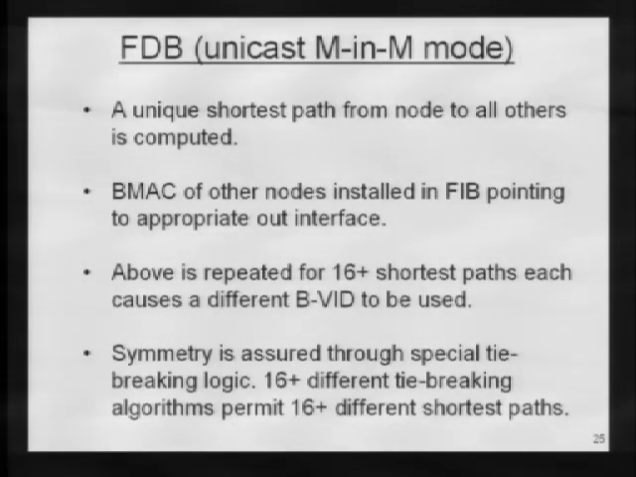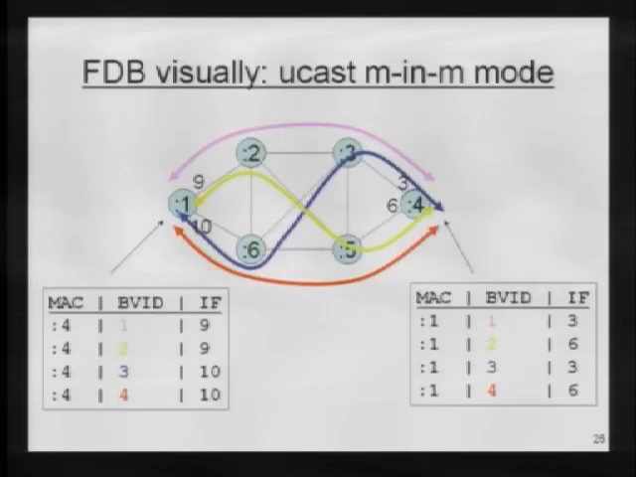The symmetry of routing is one of the more interesting aspects of this protocol, and the symmetry is assured through special tie-breaking logic. When you have two competing shortest paths, you need a deterministic tie-breaking mechanism so that every node in the network will produce the same result, and this is done through the logic of the tie-breaking. I'll go through that in a minute or two.